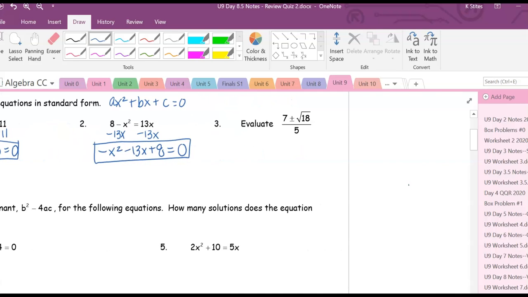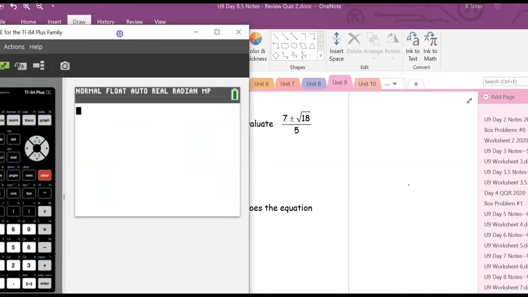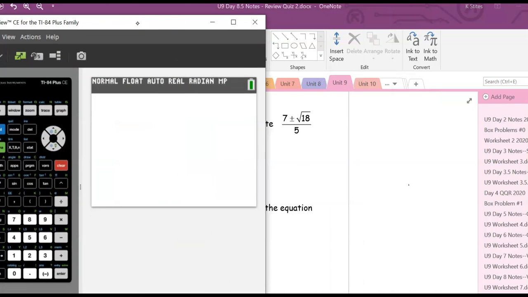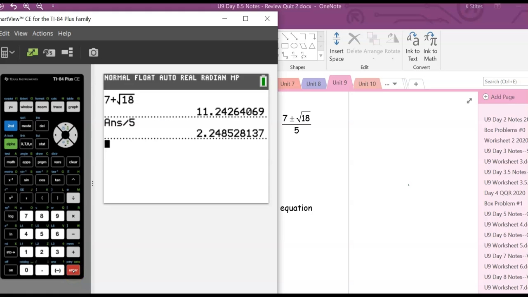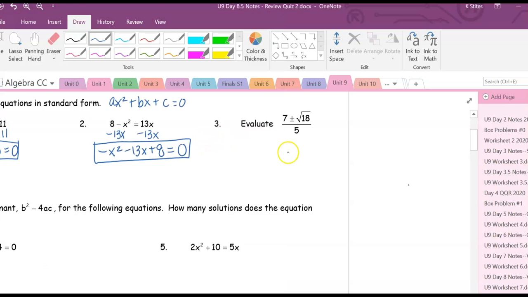All right, next we're going to practice evaluating before actually doing quadratic formula. So when we take this, we're going to type it into our calculator, and we do need to type this in twice, once with a plus and once with a minus. So we'll start with a plus, 7 plus. To get our square root, we'll do second, and then it's the x squared button, 18, then we'll press enter, and then divide by 5. Make sure you press enter first. We'll round to the nearest hundredth, so this will be 2.25.